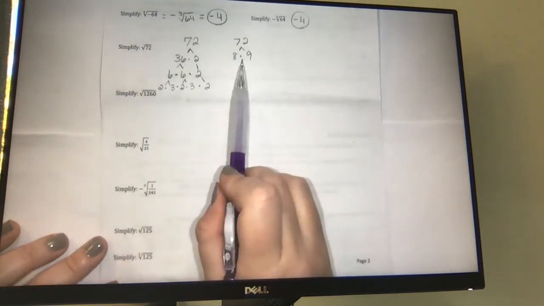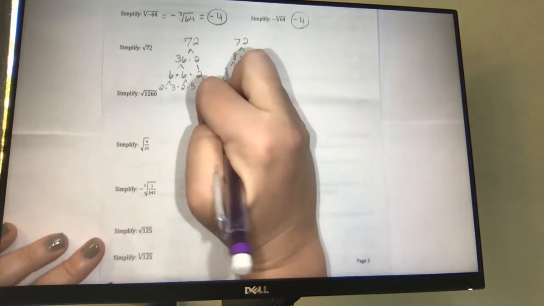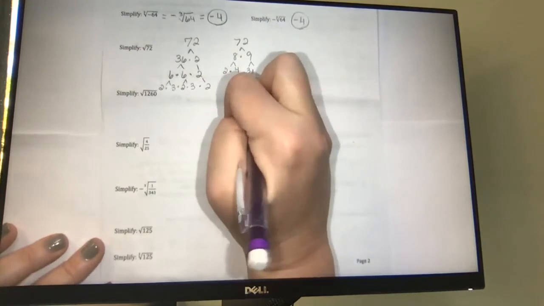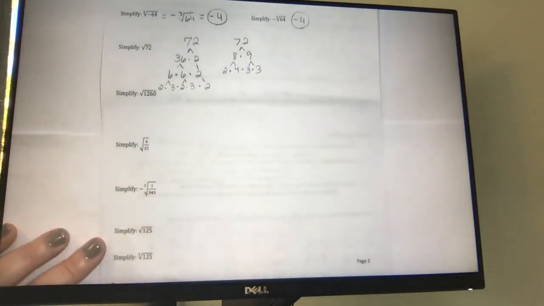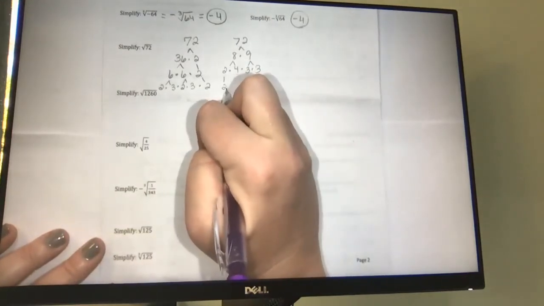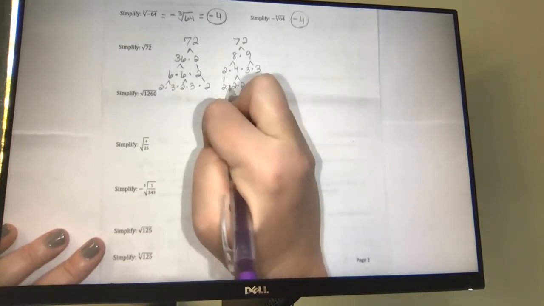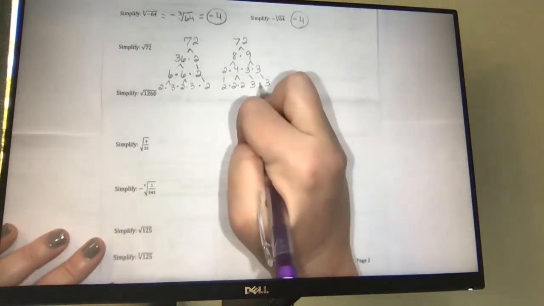Now let's go back and look at this one real quick, just in case you had chosen these numbers. 8 breaks into 2 and 4. 9 breaks into 3 and 3. 2 doesn't break down, but I'm going to bring them on down because you can't leave them behind. 4 breaks into a 2 and a 2. 3 doesn't break down.